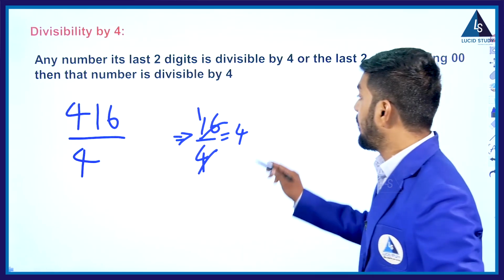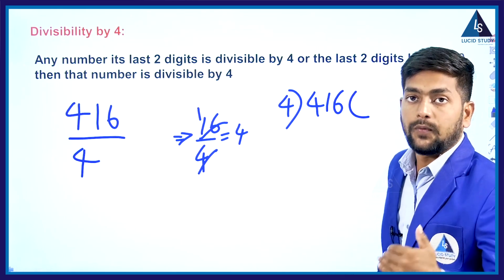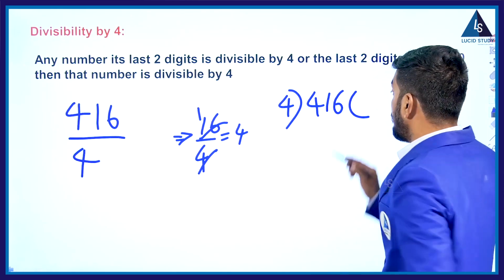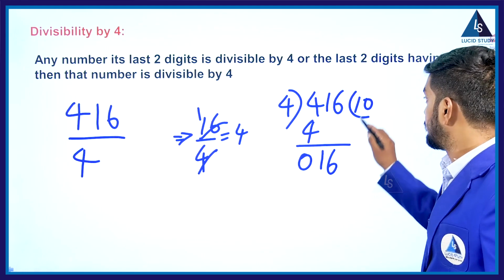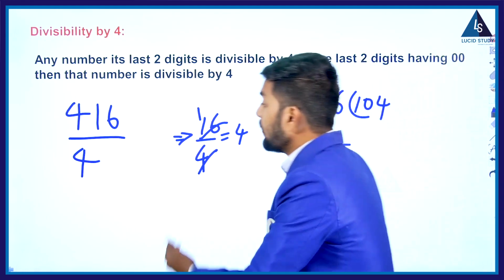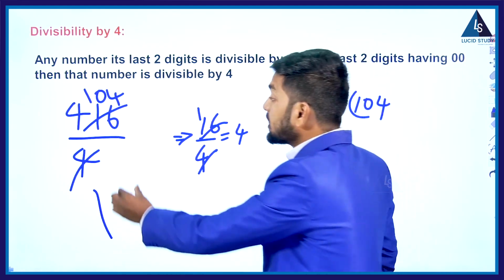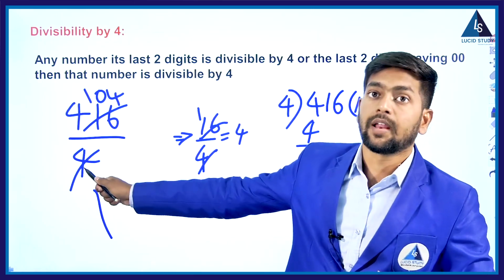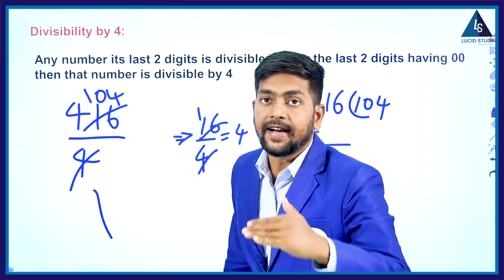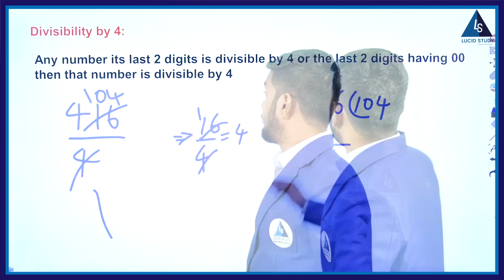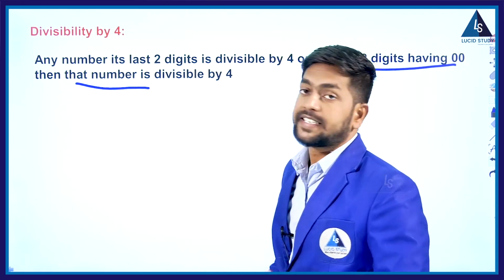Let's see here. We are having 4 and 416. Is 416 divisible by 4 or not? We'll see now. 4 ones are 4. Next 0, and here we also get 0. Then 16. 4 fours are 16. So here this 4 is dividing 416. If the last 2 digits of a number are divisible by 4, then that whole number will be divisible by 4.